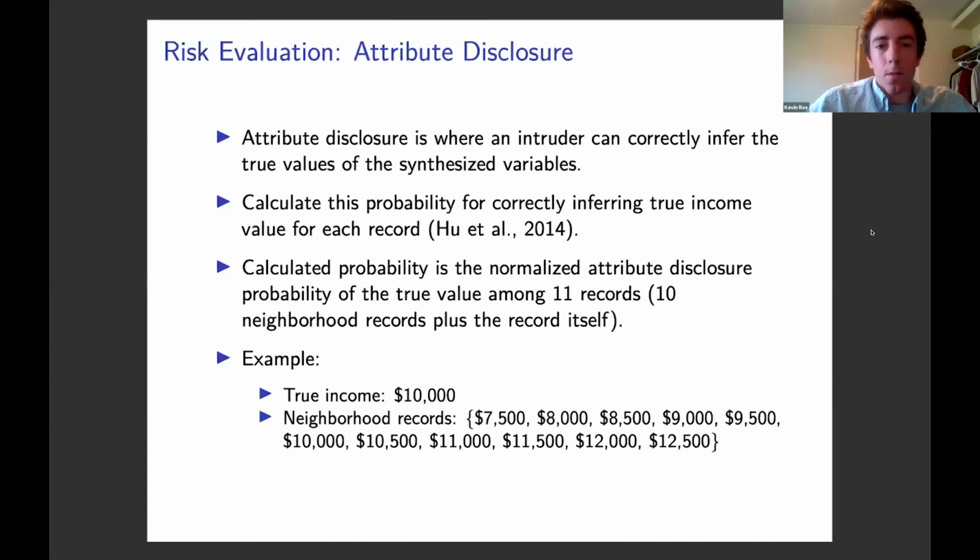And our final risk evaluation measure was attribute disclosure, where the intruder can correctly infer the true values of the synthesized variables. And so we calculate this probability for correctly inferring the true income value for each record. This calculated probability is simply the normalized attribute disclosure probability of the true value among the 11 records, where there are 10 neighborhood records plus the record itself. And as an example, for the true income being 10,000, with increments of 500, the neighborhood would be 7,500 through 12,500.